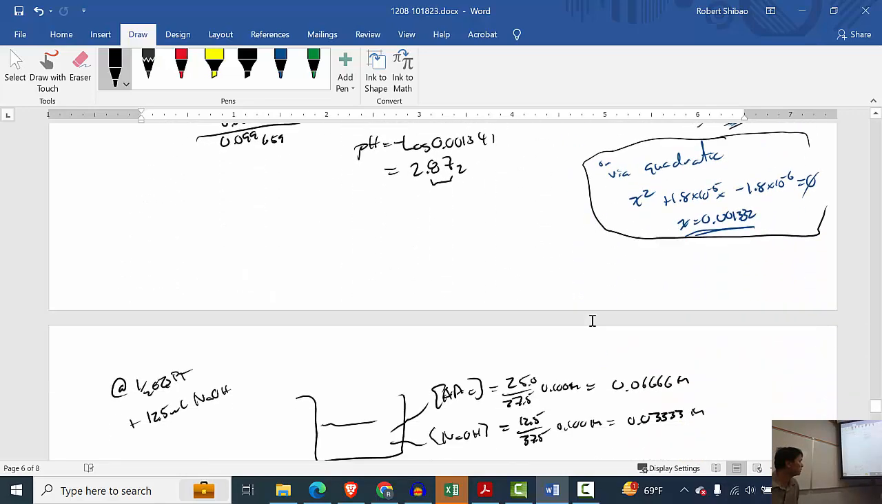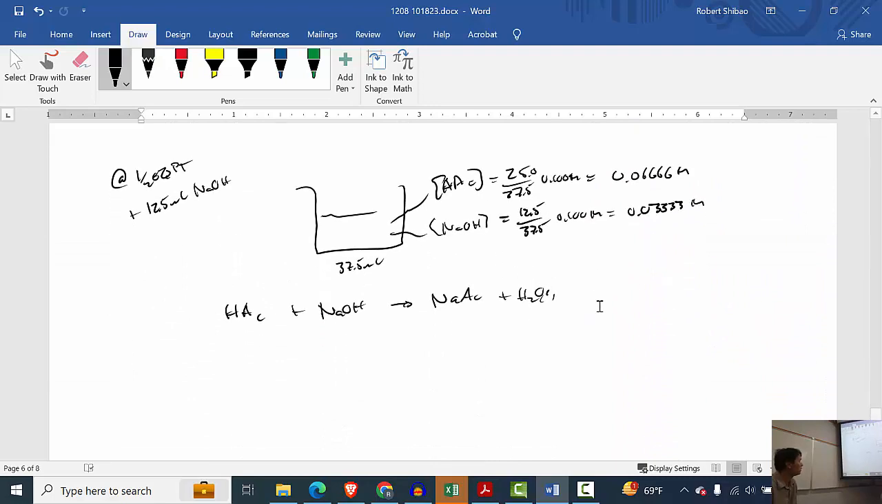Well, anyway, getting back to this, we're going to have 0.6666 molar acetic acid, 0.03333 molar sodium hydroxide, and 0 molar here. K is very, very large, so we expect a reaction here. We have a strong base, but a weak acid.